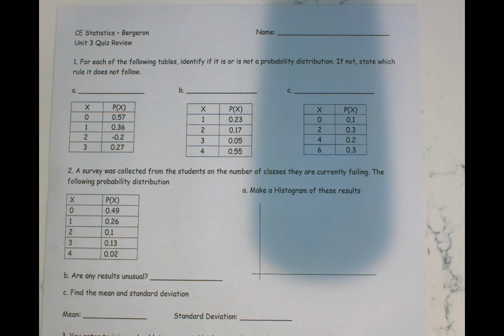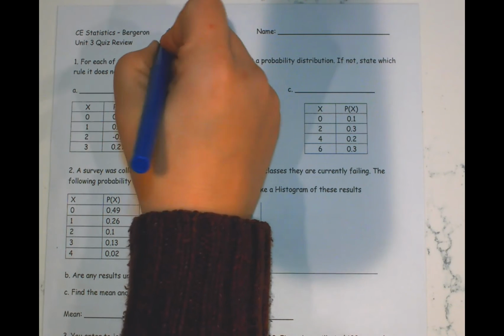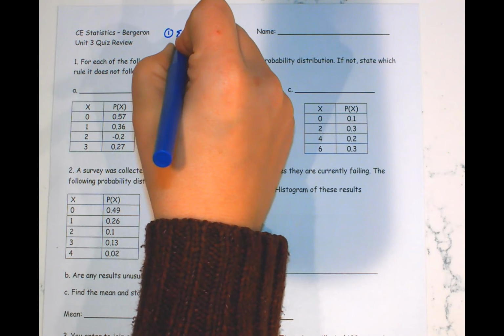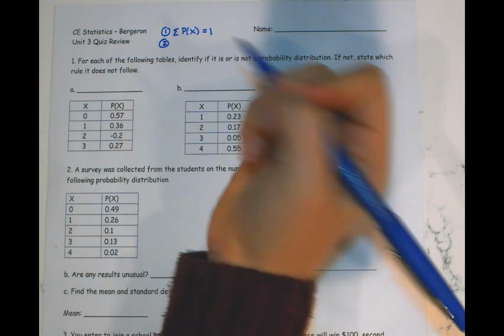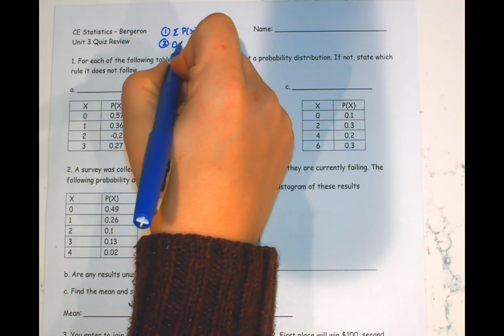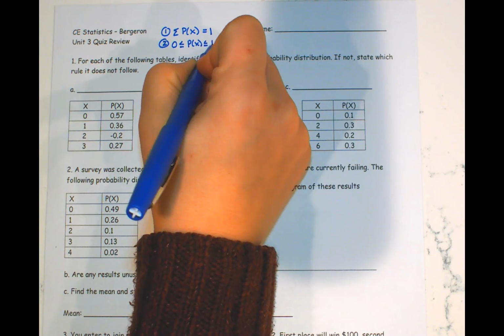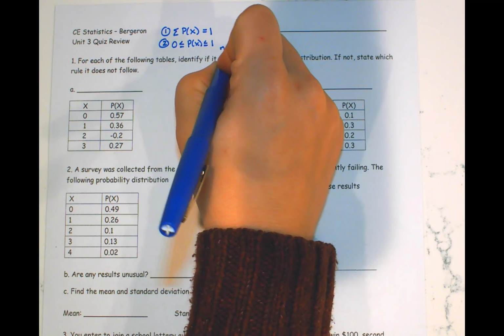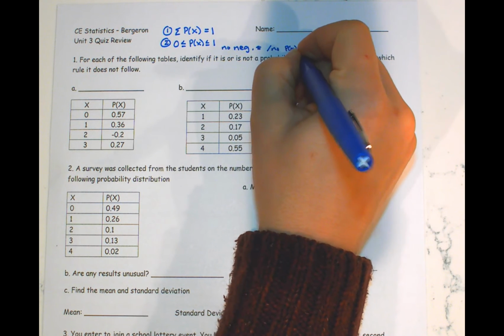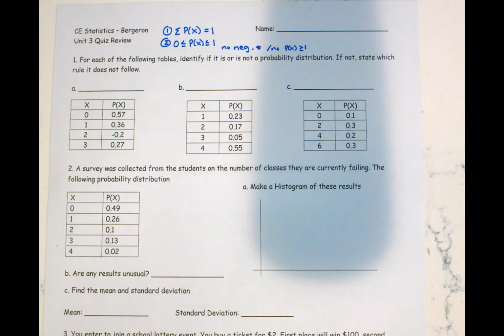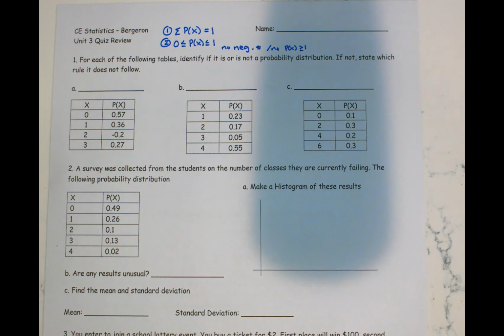So remember, there are two rules to our probability distribution. Rule number one is that if I add up all of my probabilities, it has to equal 1. So the sum of all of them should equal 1. Then my second rule is that all of my probabilities individually need to be between 0 and 1. So that means no negative numbers, and no probabilities that are bigger than 1. Right? No numbers greater than 1 in our probability.